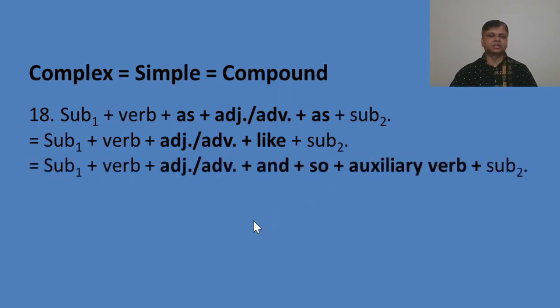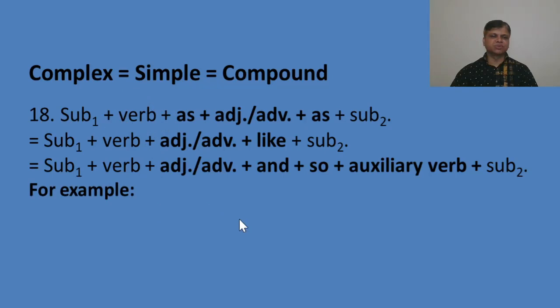If you want to make it a compound sentence, follow the structure. You have to use the main clause, that is the independent clause, first, then adjective or adverb, then a coordinating conjunction, so, auxiliary verb, subject two. Here the auxiliary verb will depend on the verb of the main clause.